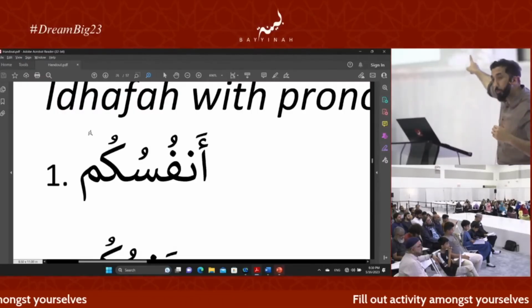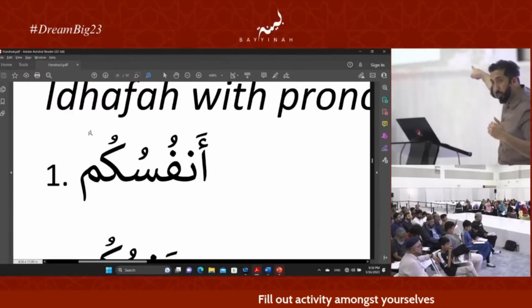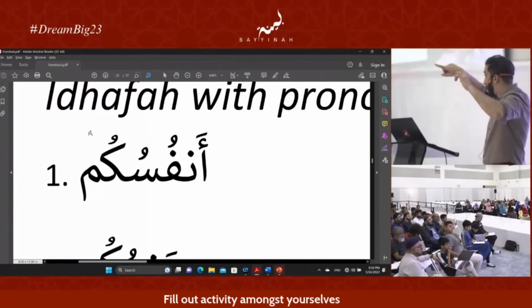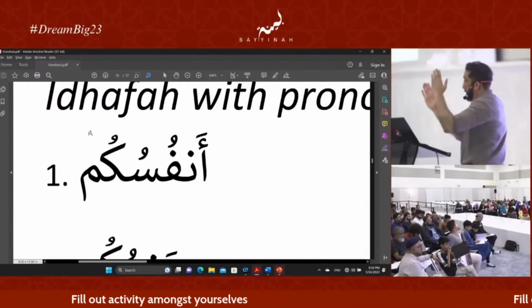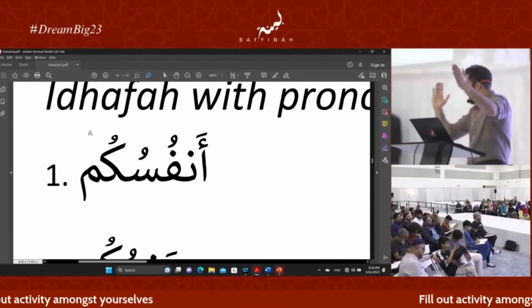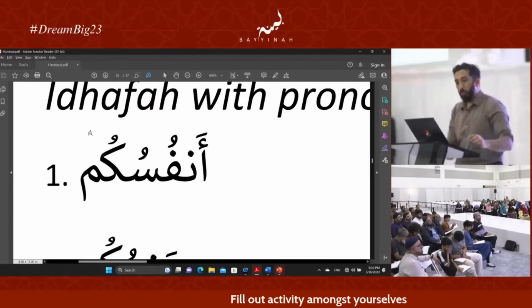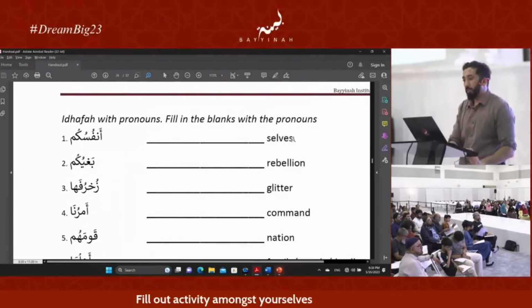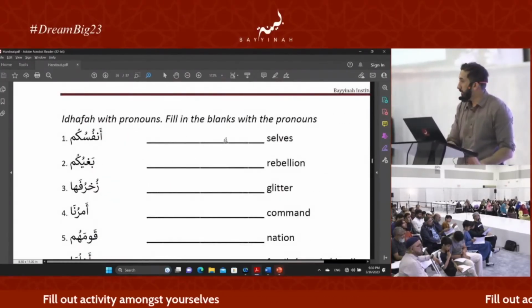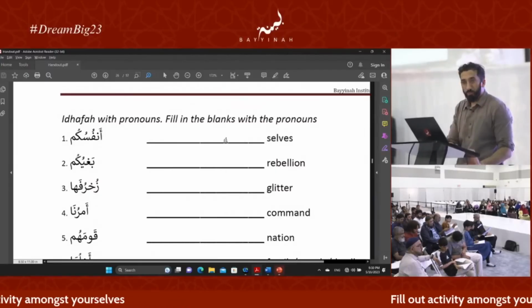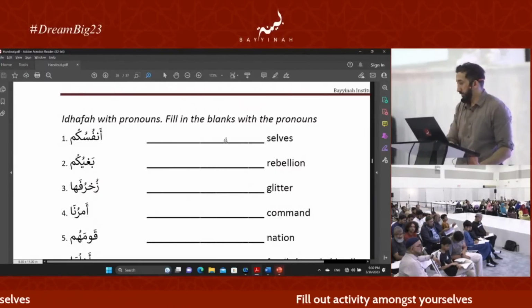Antum, kum. And antum means all of you. So all the ant words mean you. You, both of you, all of you, feminine you, both of you, all you women. It's all yous. So kum means antum. So now the translation says selves. What's the missing piece? Yourselves.